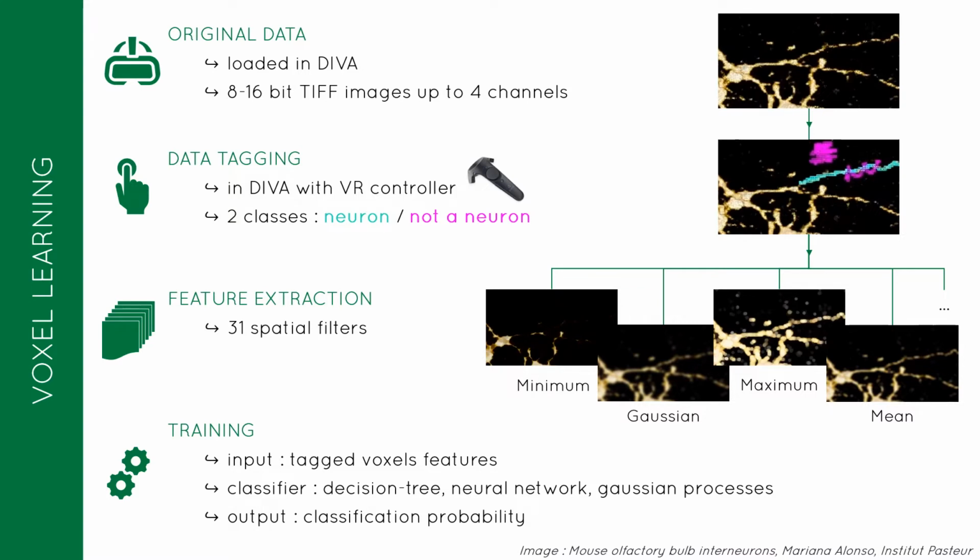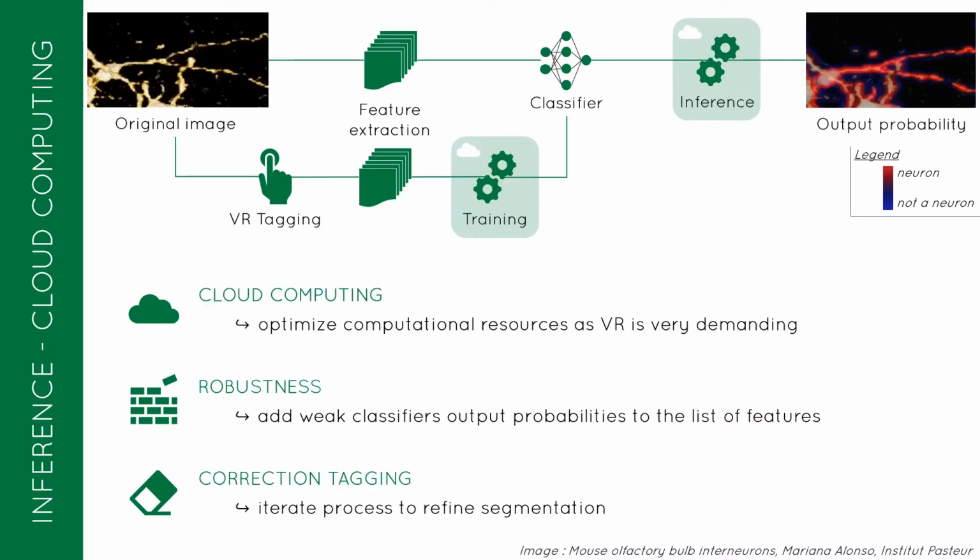From those voxels, DIVA will then extract 31 features calculated using different spatial filters, as you can see, for instance, Gaussian filter or mean filter. Those features for the tagged voxels will be used to train a classifier that will output a classification probability indicating whether the voxel belongs or not to a neuron. Following this training phase, we will now show the inference phase. DIVA extracts features for every voxel from the original image and runs them through the classifier to perform inference and output the probability for every voxel to belong or not to a neuron. You can see the results on the top right corner of this slide.